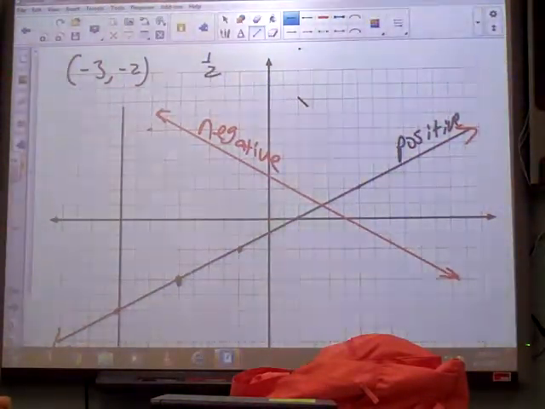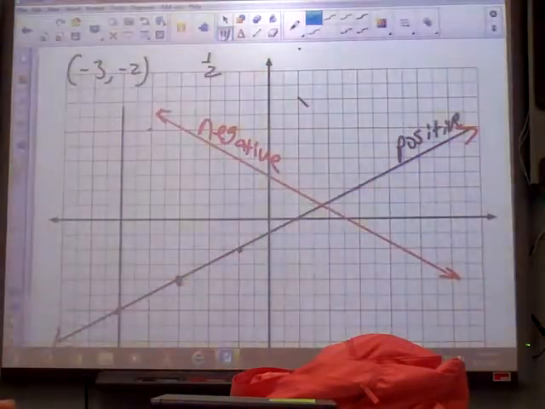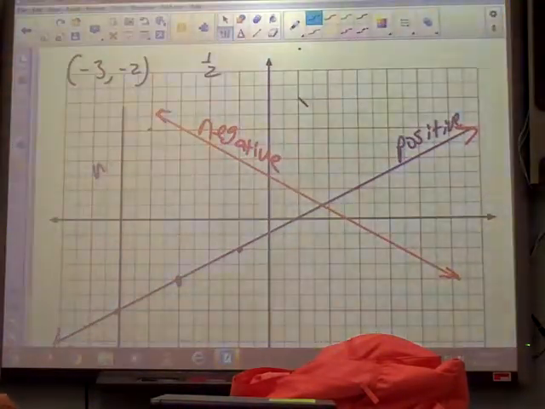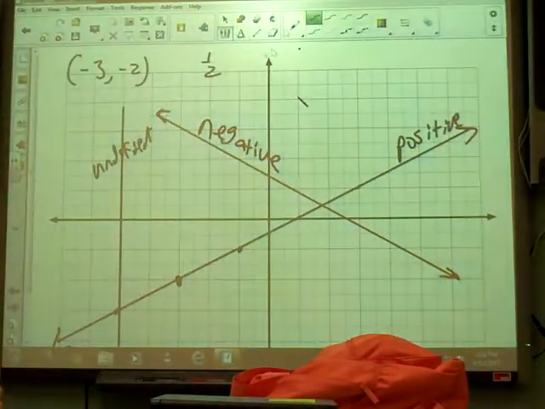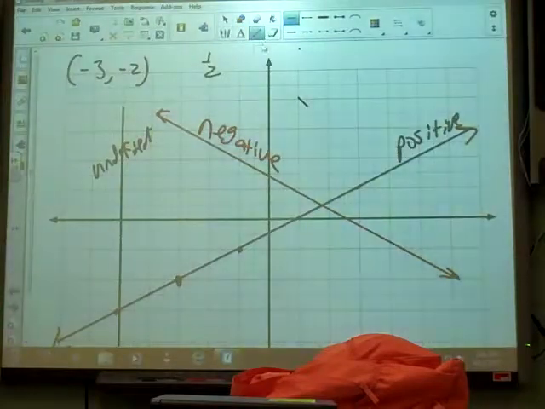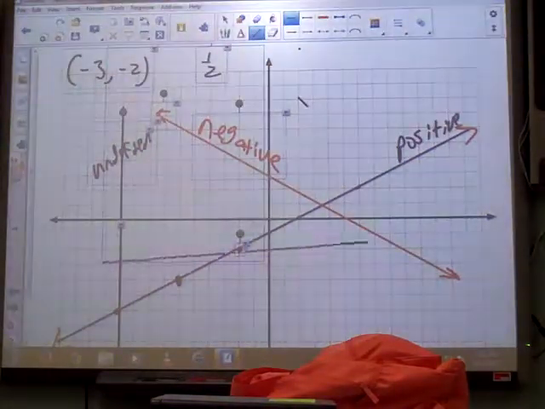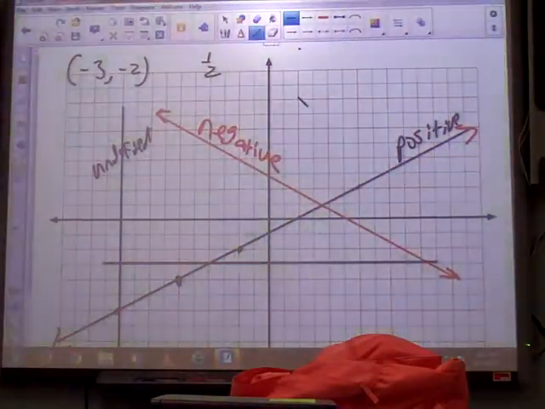All right, that vertical line that I just drew there has an undefined slope. I left the N out. Undefined slope.